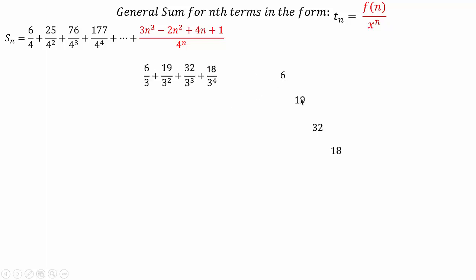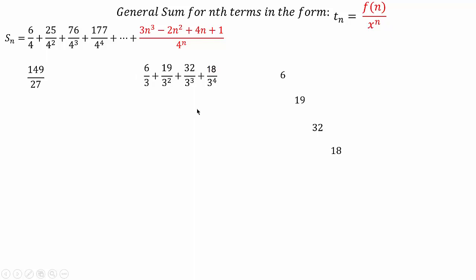So these are the diagonal elements put in the numerator like this: 6, 19, 32 and 18. And since we have got 4 in the denominator, we subtract 1. So 4 minus 1 will give 3, and we put 3 in the denominator with increasing powers. By adding these fractions, we will get 149 over 27.